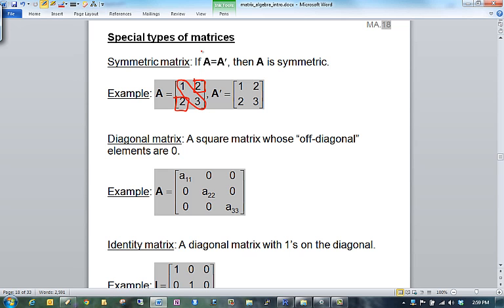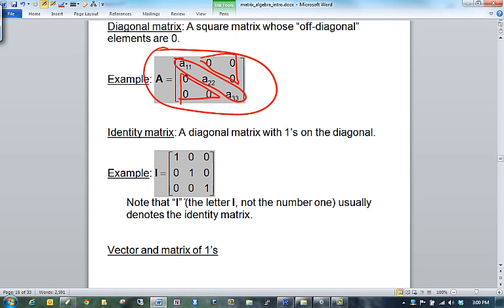So now a diagonal matrix then is a square matrix whose off-diagonal elements are all 0. So here's a 3 by 3 diagonal matrix. Here on the diagonal, we have possibly non-zero items. They could be 0 as well. But all the off-diagonal elements, as shown here, are equal to 0. These kinds of matrices will often appear, and we will often use them in our course.